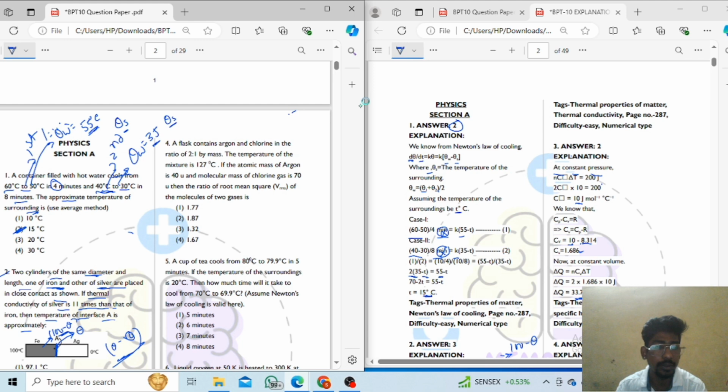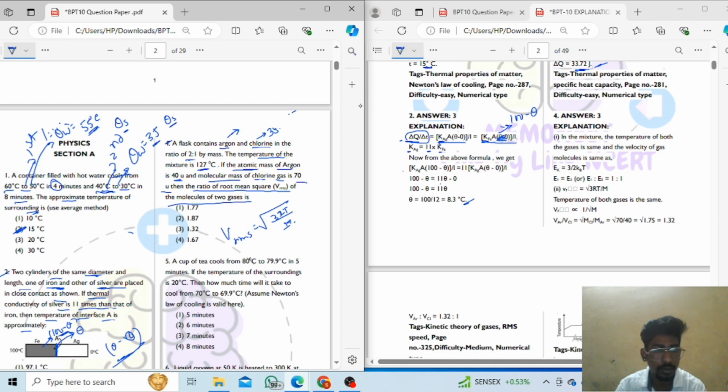Root mean square VRMS is given by the formula root over 3RT by M, where you already know what these are. R is the universal gas constant, T is the temperature, M is the molecular mass. The atomic mass of argon is given as 40 and chlorine is given as 70. This is generally 39 and 71, but here these two are given.